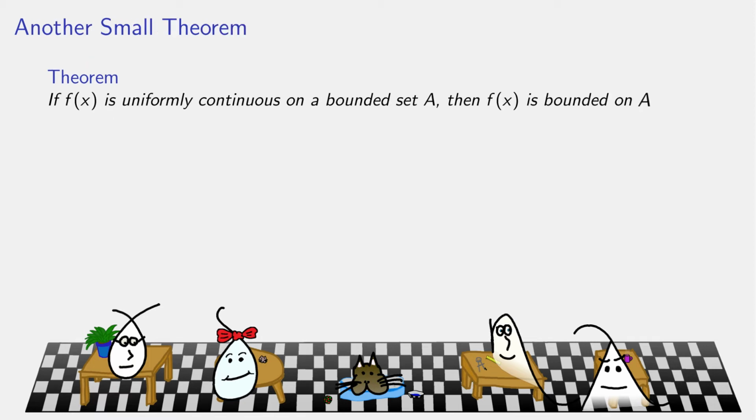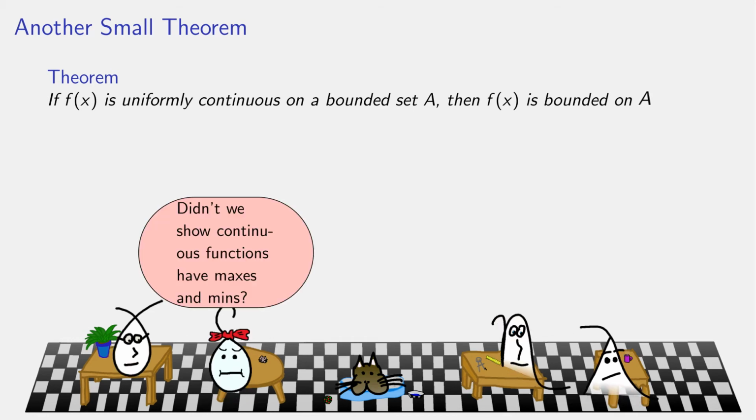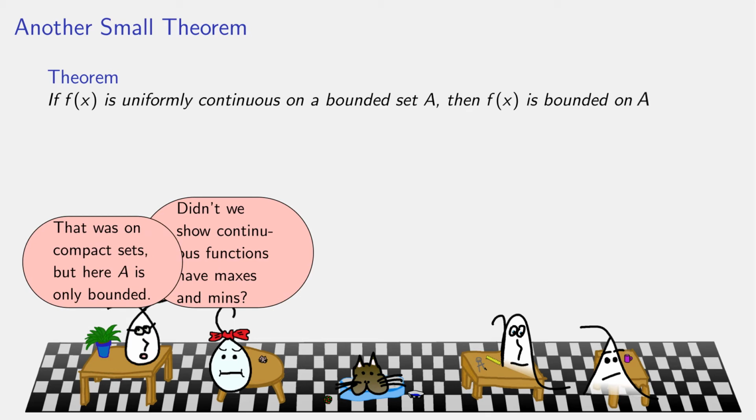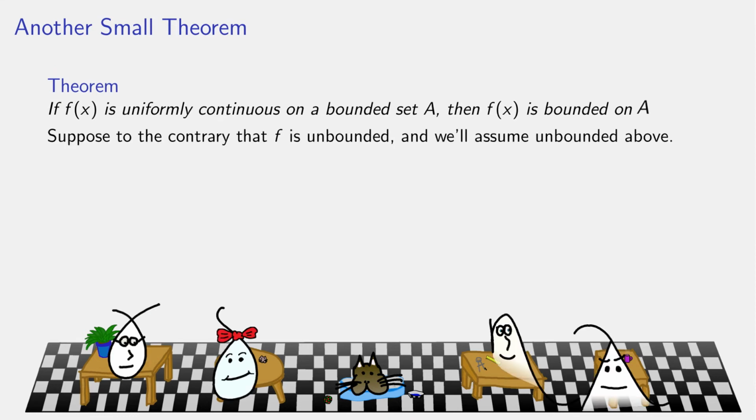Another little theorem that we're going to put together here: if f of x is uniformly continuous on a set A, which we are now going to assume is bounded, but still not assume is closed, then f of x must be bounded on A. We did show continuous functions have maxes and mins, that's true, on compact sets. And as I said, we're not assuming A is closed, only bounded. So let's suppose to the contrary that f is not bounded. Let's assume it's unbounded above.